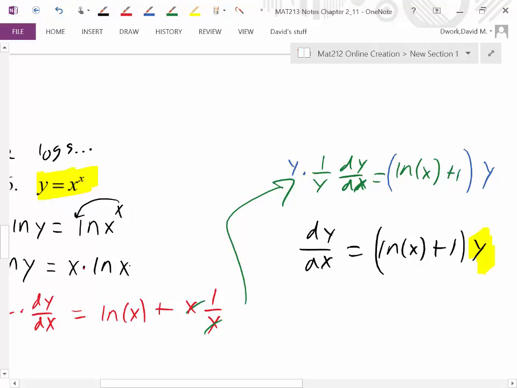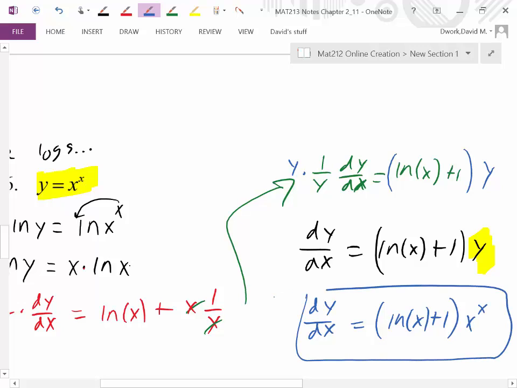So I now know, all right, my answer is going to be dy dx, which is equal to the natural log of x plus 1 times x raised to the x. And there is my answer.